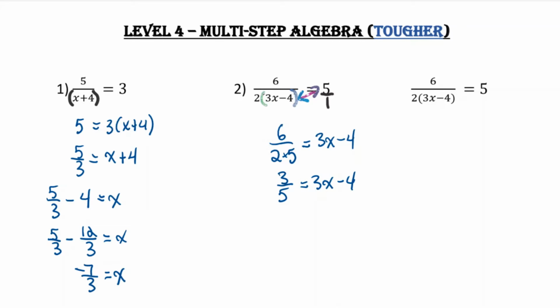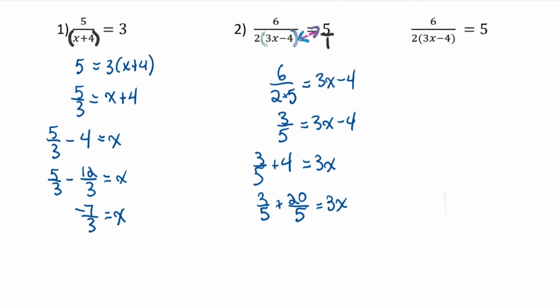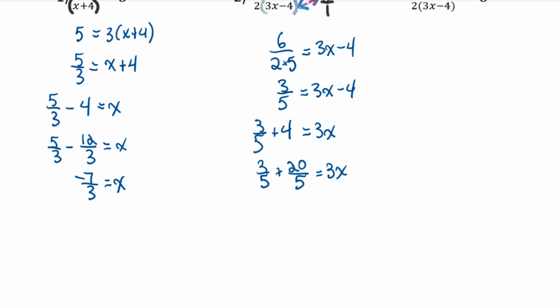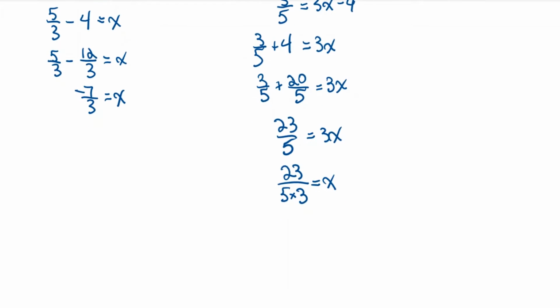I'm going to bring my 4 to the other side, getting plus 4 equals 3x. And let's common denominator this bad boy. Got 3 over 5 plus 4. Whoops, not 3, we got 20 over 5 equals 3x. And that gives me 23 over 5 equals 3x. Divide both sides by 3, so that 5 and 3 are going to be down here together, resulting in getting 23 over 15 equals my x.